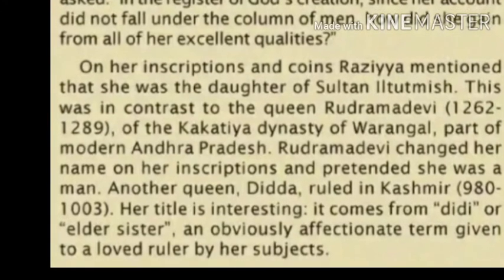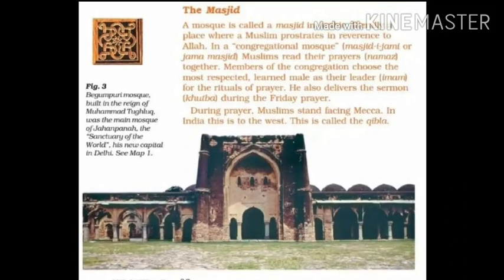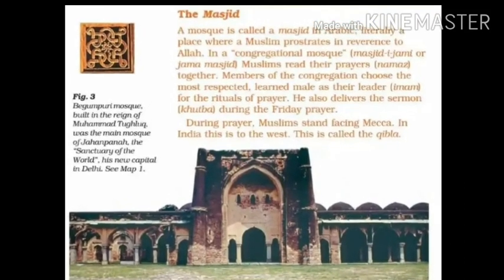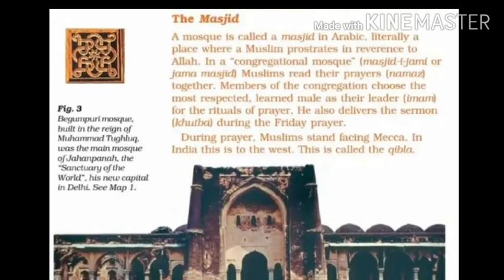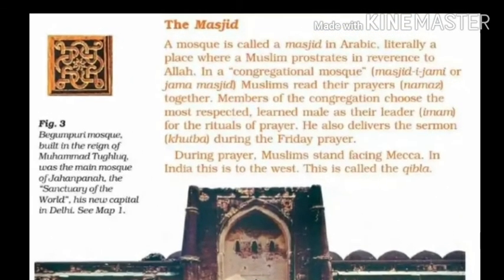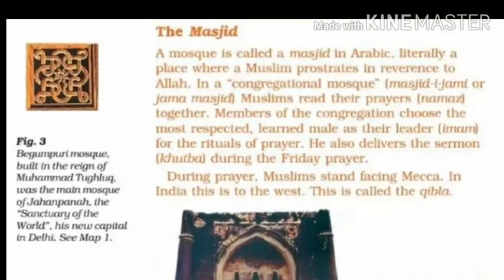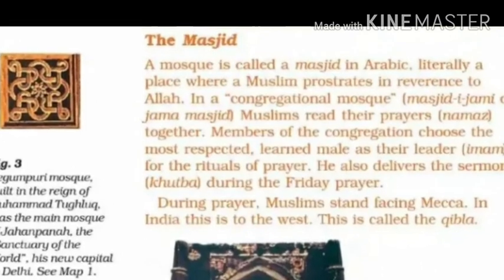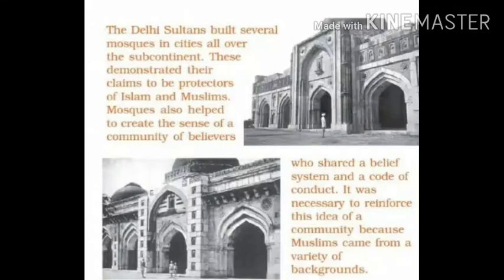Next in the lesson, we read about this term masjid. A mosque in Arabic is called a masjid. It is a place where Muslims offer prayers. In those times, there were big masjids, for example the Jama Masjid, which we all have heard of, and maybe you have seen also, where Muslims read prayers together. The Imam was the leader, and he used to issue the sermons for the people. Muslims, while doing their prayers, stand facing Makkah. In India, it is towards the west. This is called Qibla.